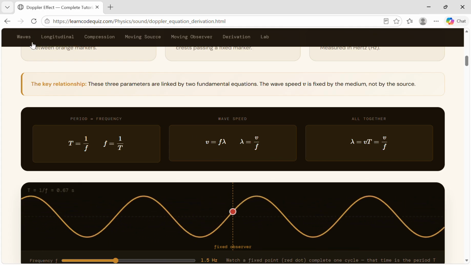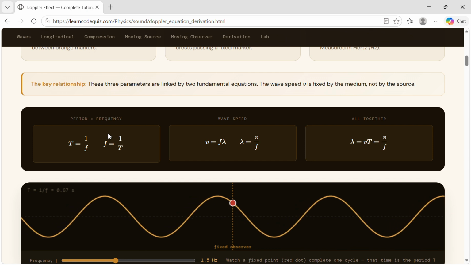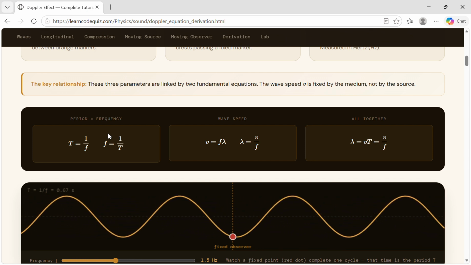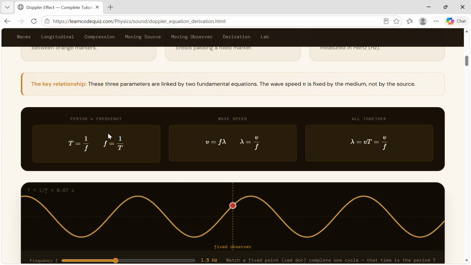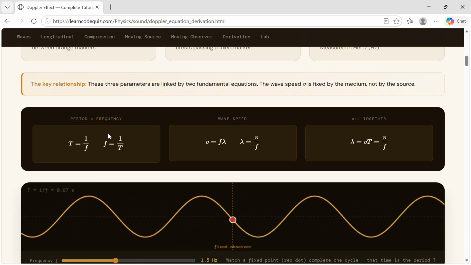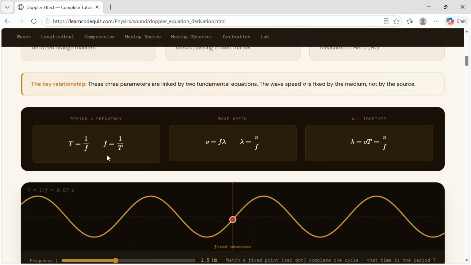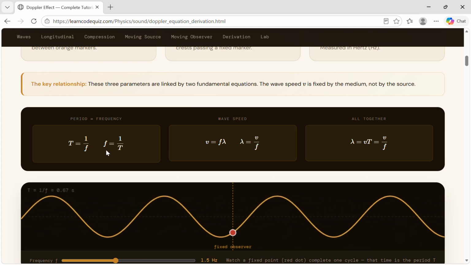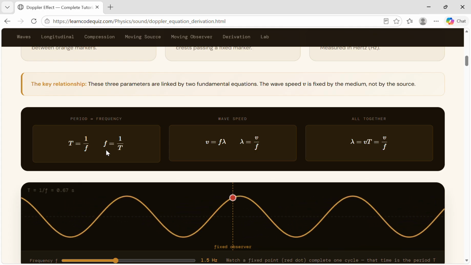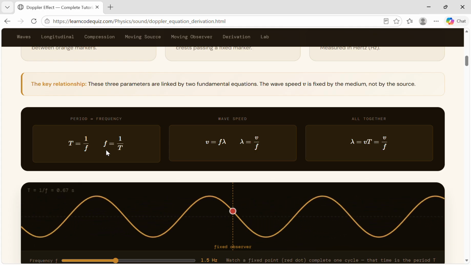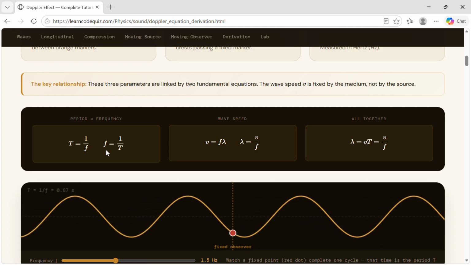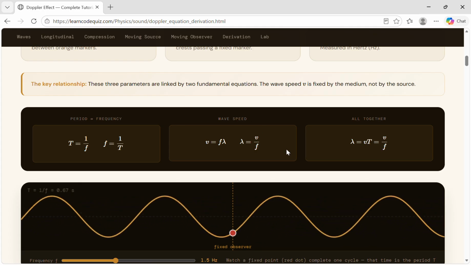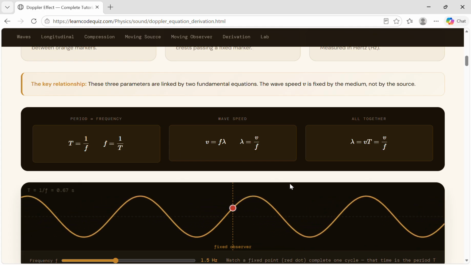Also, frequency, the number of waves per second, is related to the time period. The inverse of frequency is the time period. For example, the dimension of time period is seconds, and frequency is hertz. So the inverse of second, the inverse of time as a dimension, is frequency. So 1 hertz is 1 by second.